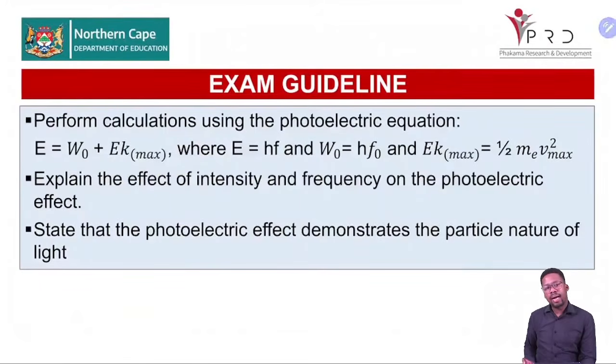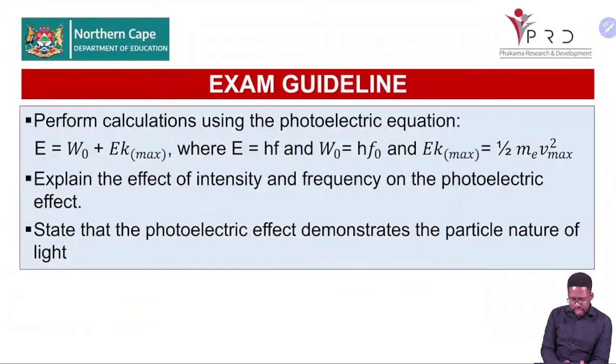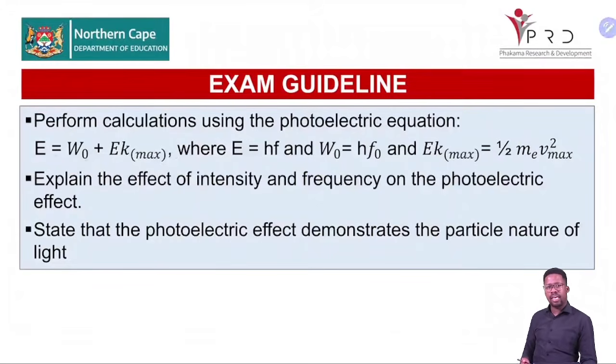Then the exam guideline is saying we must perform calculations using the formula of the photoelectric effect: energy is equal to work function plus EK max. An emphasis there is to make sure that you copy the formula the way it appears in the exam guideline. So when we say energy, E is equal to W subscript 0. That subscript 0 indicates that we are dealing with work function. So if there's no W subscript 0, then that becomes work done.